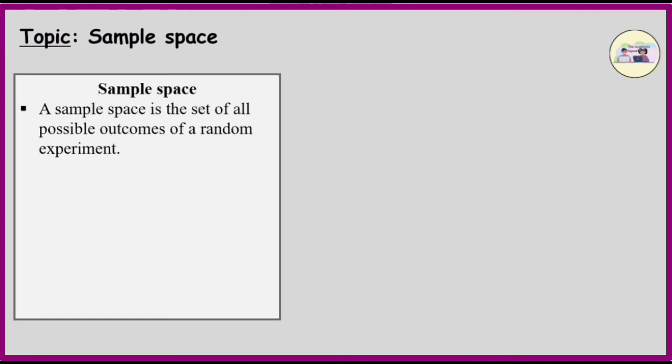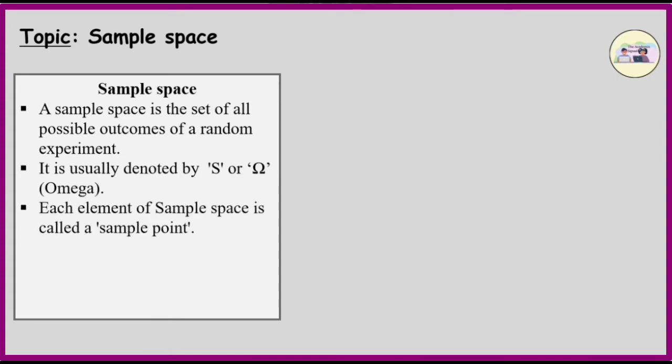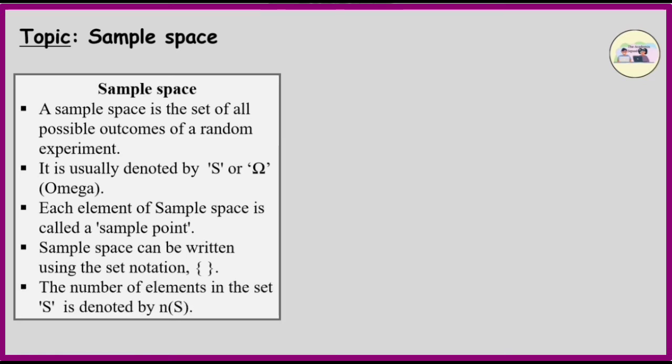Sample space. A sample space is a set of all possible outcomes of a random experiment. It is usually denoted by S or omega. Each element of a sample space is called a sample point. Sample space can be written using the set notation of curly brackets. The number of elements in the set S is denoted by n(S).